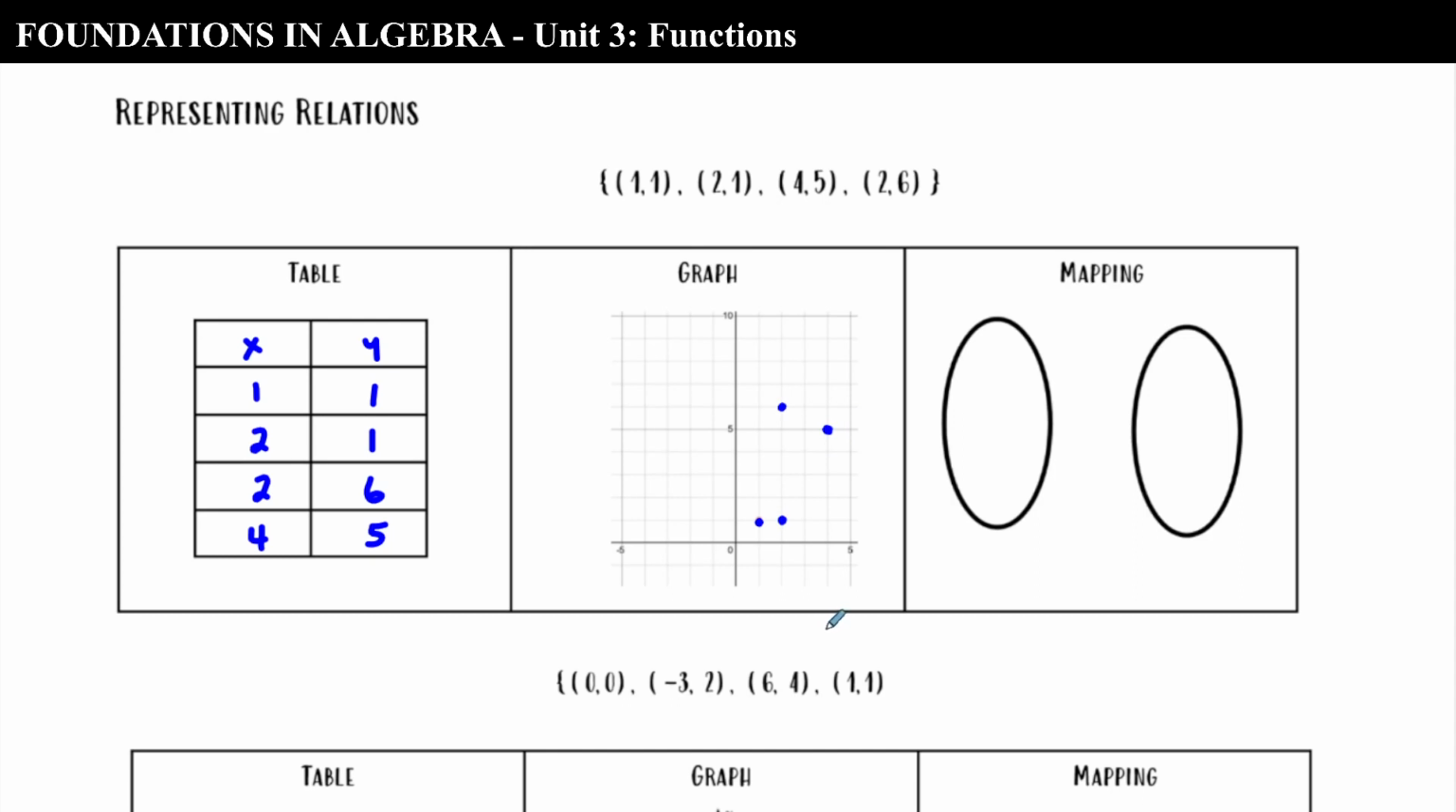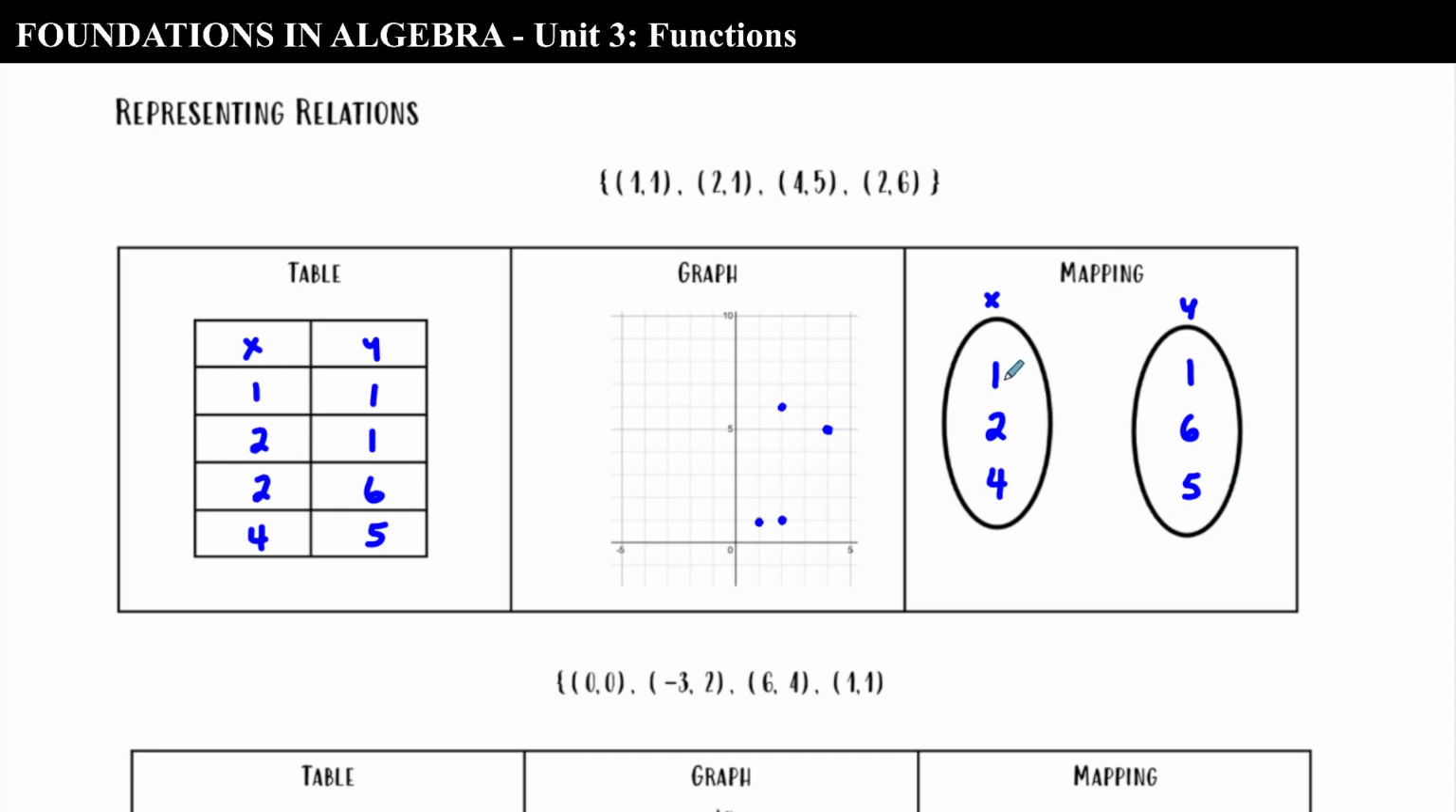Then in a mapping, we're going to put our x values and our y values each in an oval of sorts. Okay? Now here's an important thing to note. You only have to list each value once. So even though we have two x's that are value 2, we only have to list it once. So here we're putting 1, 2, and 4. And then for y, we have 1. We don't have to list 1 again. We have 6 and we have 5.